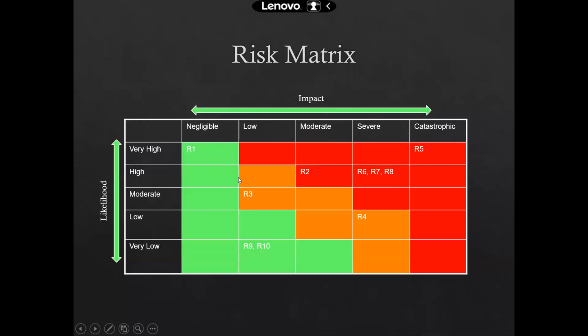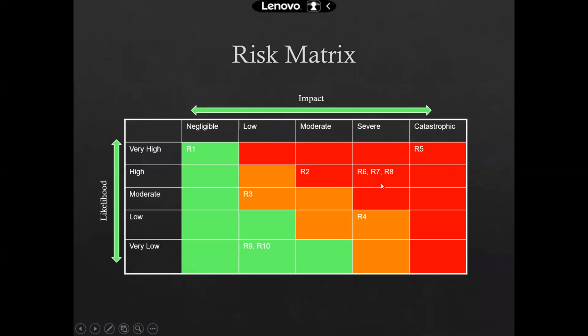Whereas the basic concept is that any risk which is residing within the green section over here is a low risk. Within the orange section over here is a medium risk, and within the red section it's a high risk, right? So with this, we have completed our probability and impact matrix. And with this matrix, we can understand which risks we have to mitigate first.